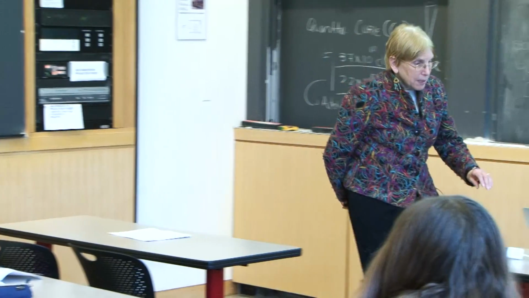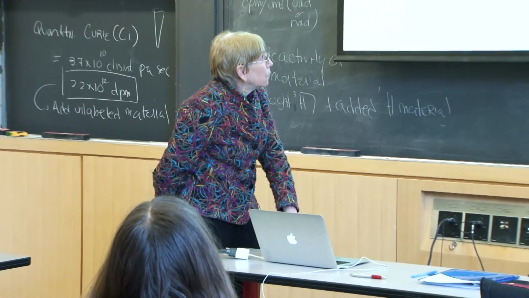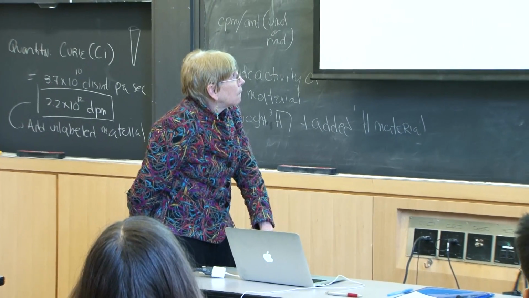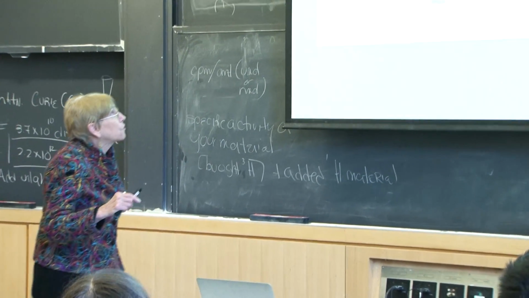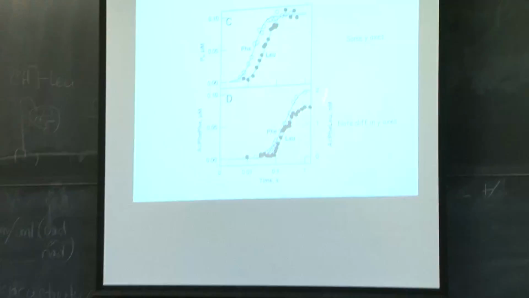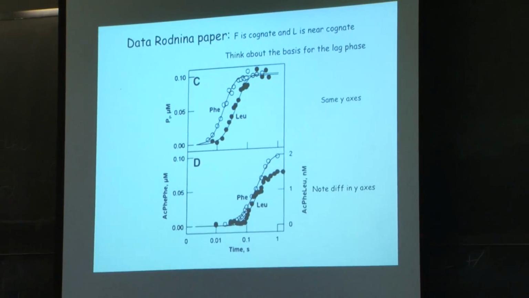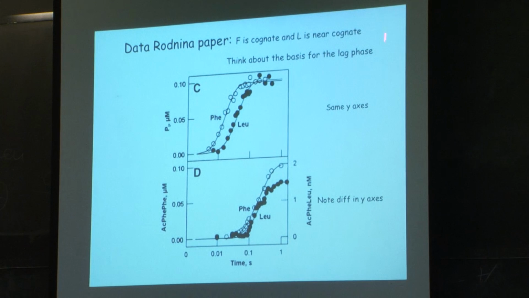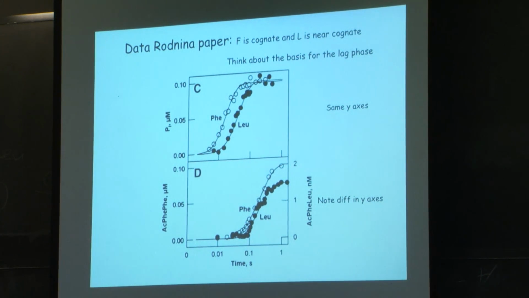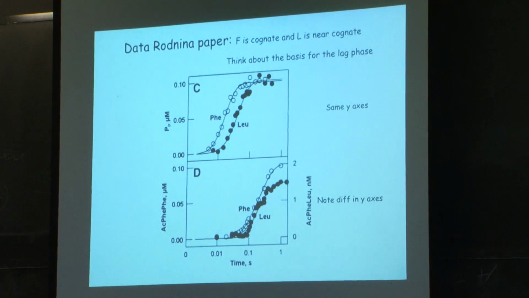So I think we're not even going to get to, I'll let you go through all of this, but what I want you to do now is go back and think about what this data means. At least you now know what the assays are. And think about the axes. And think about cognate versus near cognate. Why do we see a lag here? What happens at 100%? You're using up all the GTP. What does that mean?